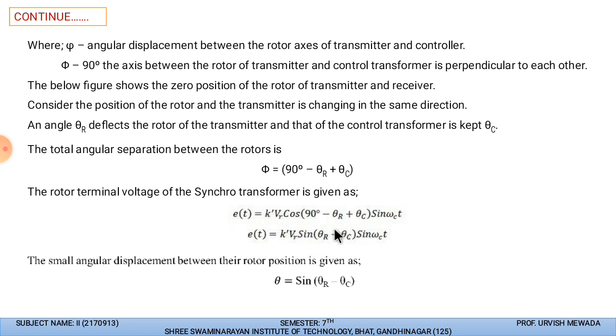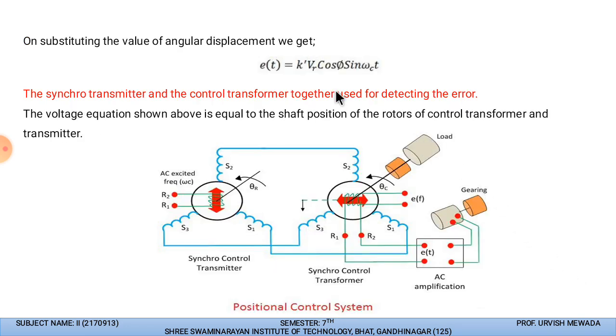Now Et will be K dash Vr sin omega c t times cos of 90 minus theta r plus theta c, which is sin of theta r minus theta c. So the small angular displacement between the rotor positions is given by theta equal to sin of theta r minus theta c. This will be the displacement we get in terms of angular position. On substituting the value of the angular displacement, we get Et equal to K dash Vr cos phi sin omega Ct. This will be the output voltage generated at the synchro control transformer.